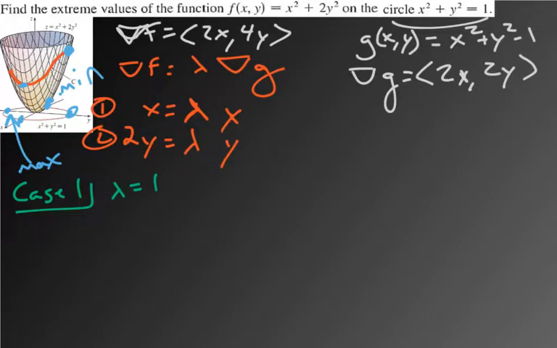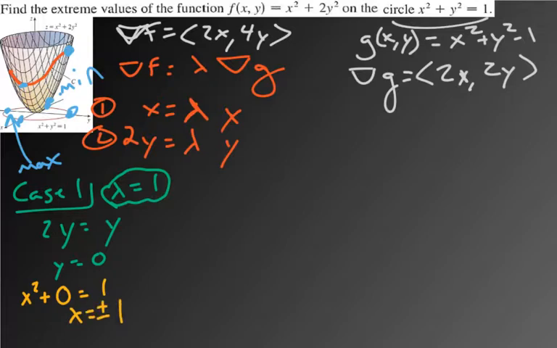So if lambda equals 1, then that first equation is true, and we'll get 2y equals y. Then you subtract a y over, and that says y equals 0. And then I'm going to use this equation: x squared plus y squared, with y being 0, equals 1. And so in this case, x can be plus or minus 1.